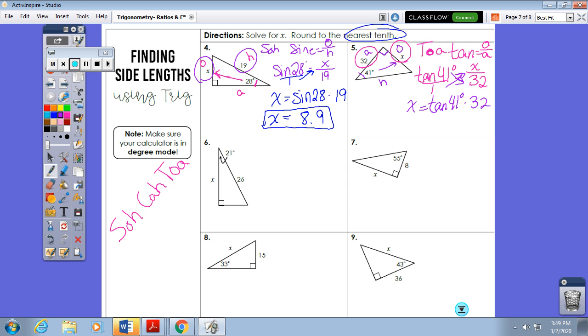And if you're putting this in your calculator, you put tan first. Make sure that you put it in parentheses. So x is equal to 27.8. And nearest tenth.